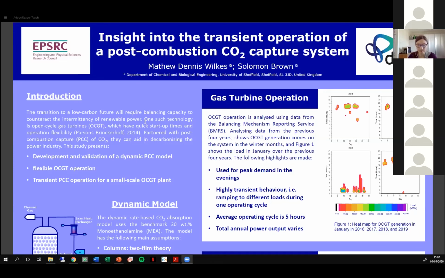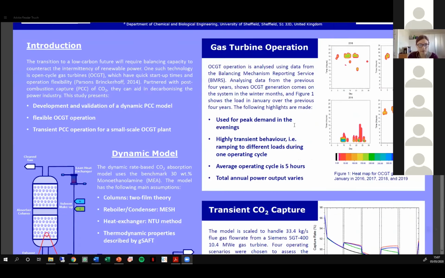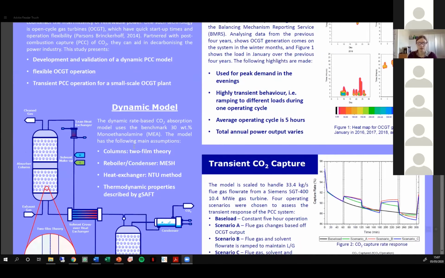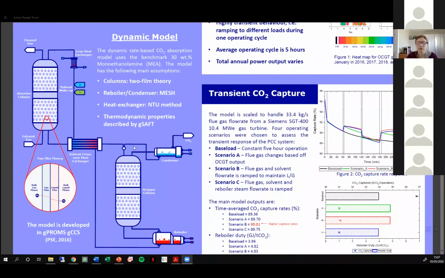This study looks at developing and validating a dynamic PCC model and analysing the flexible operation of OCGTs, then bringing these two together to look at the transient operation of PCC attached to a small-scale OCGT plant. A dynamic rate-based CO2 absorption model using the benchmark 38% monoethylamine was developed in gPROMS gCCS. Due to time constraints, I won't go into detail about the model.